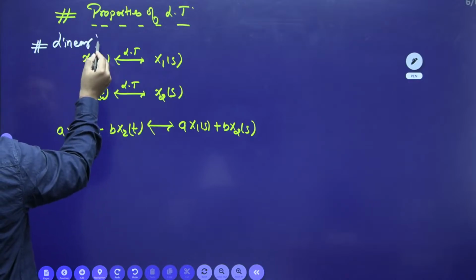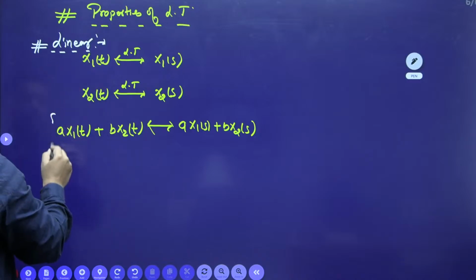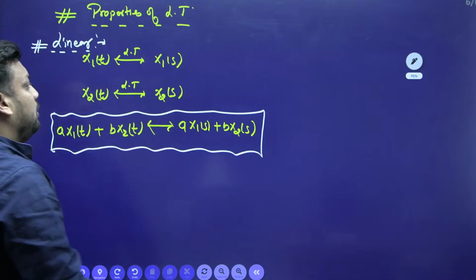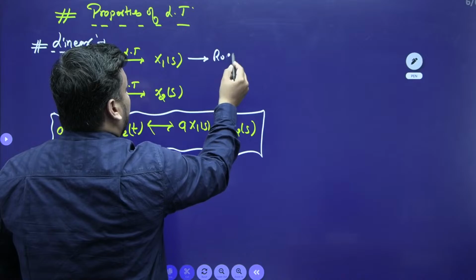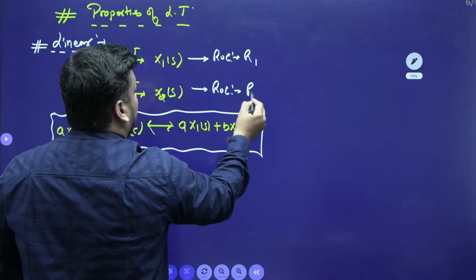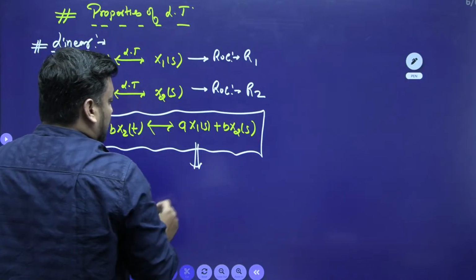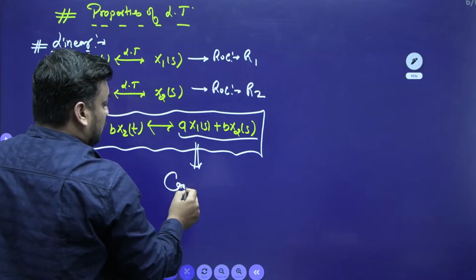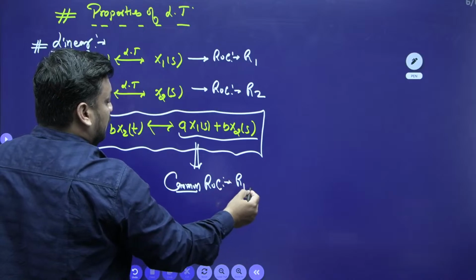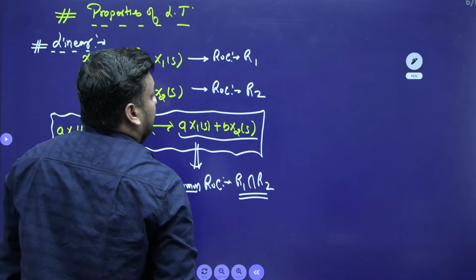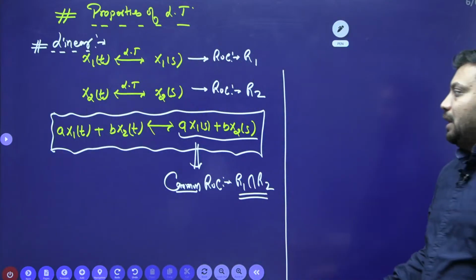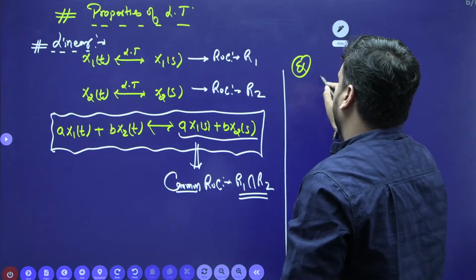The linear property says that it satisfies superposition as well as homogeneity. If I talk about the ROC, suppose the first function has ROC R1 and the second has ROC R2, then the common ROC, which we already found in the last class, is nothing but R1 intersection R2. Let me take an example.